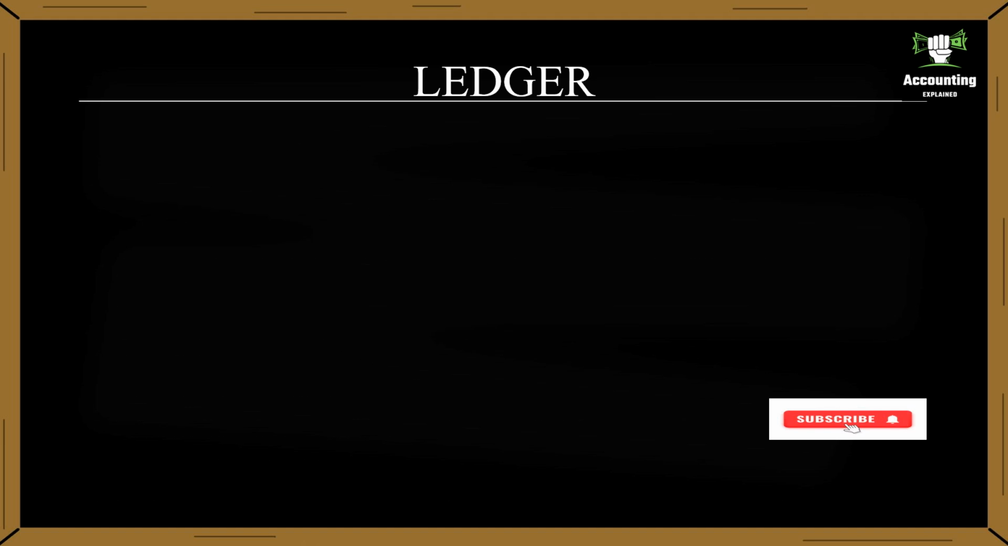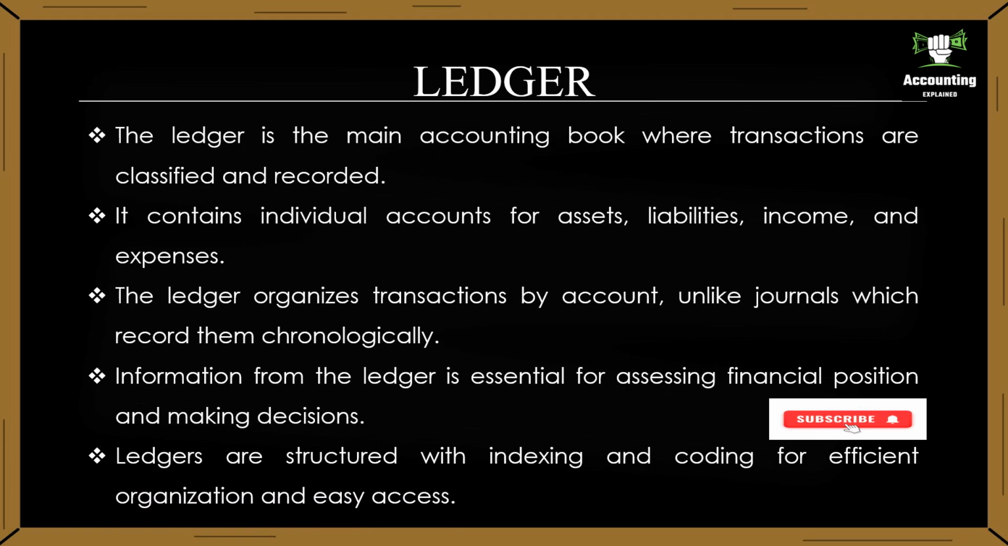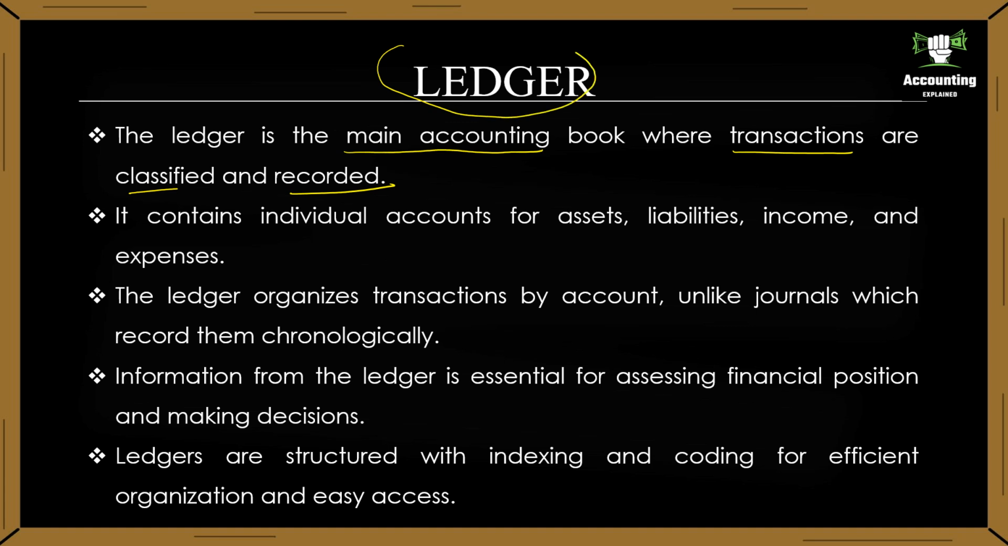Now, let us see what is ledger. Ledger is the main accounting book where transactions are classified and recorded. Suppose you want to know the cash account balance as of today, what will you do if you have only journal entries? You will see all the journal entries separately in chronological order, take the cash account separately, write it physically, and then tell me the balance, right? That is not at all needed when you open the ledger account, that is the cash account in the ledger books separately. At any point of time you can tell the cash balance very easily.